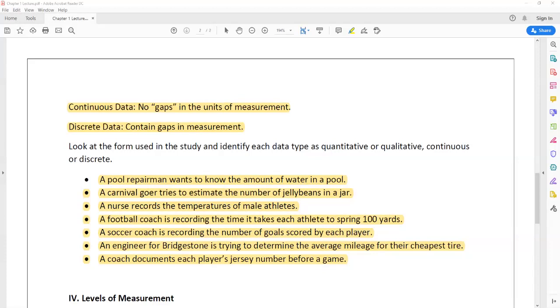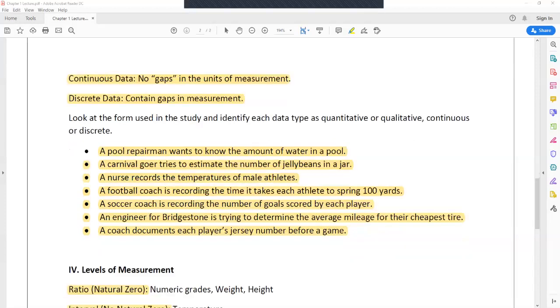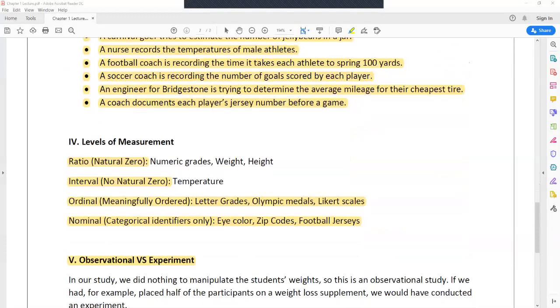What about the coach documenting each player's jersey number? We've already talked about that. The jersey number is going to be qualitative. We're not going to be doing math on jersey numbers. We're going to use those just to identify who the players are. So again, that would be qualitative and discrete, because we know where one jersey number ends and another one begins. There are gaps there.